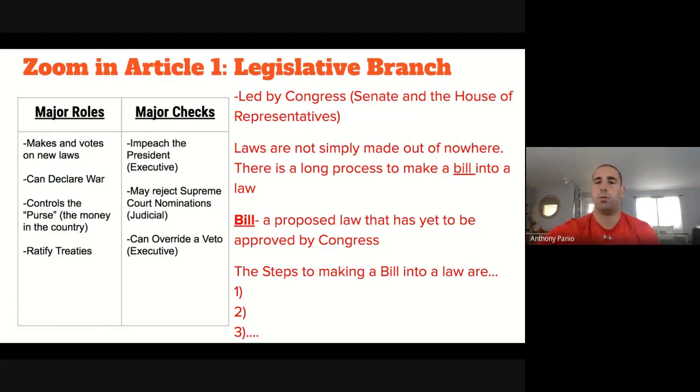So what you're going to do in your notebook, or you could do it in the legislative branch box in your Google Doc, is go through and come up with the 4 or 5 steps to making a bill into a law. Let's first start with the House of Representatives.